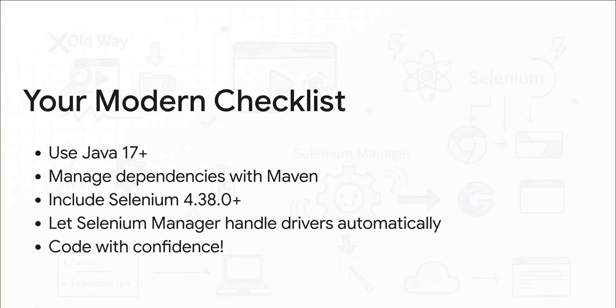So here it is, your final checklist for a perfect modern Selenium setup. Use Java 17 or newer. Use Maven to manage your project. Include the latest Selenium 4 dependency in your pom.xml, and most importantly, just let Selenium Manager handle the drivers for you automatically. You can finally code with confidence, knowing your setup is robust and pretty much future-proof.